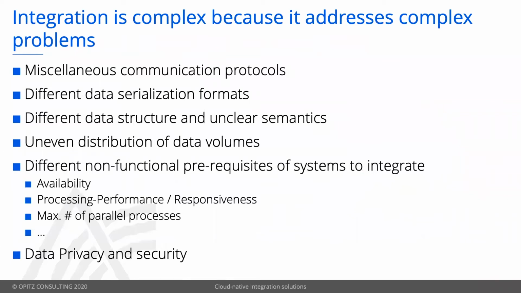And integration is complex. I already mentioned we have different communication protocols, different data serialization formats, different data structures. We have a lot of different non-functional prerequisites of the systems to integrate. So some systems do not have 24/7 availability. They have different availability SLAs, and we need to keep all that in mind. So we need to implement resiliency patterns.